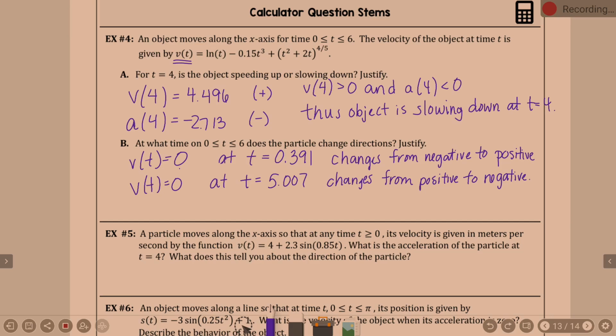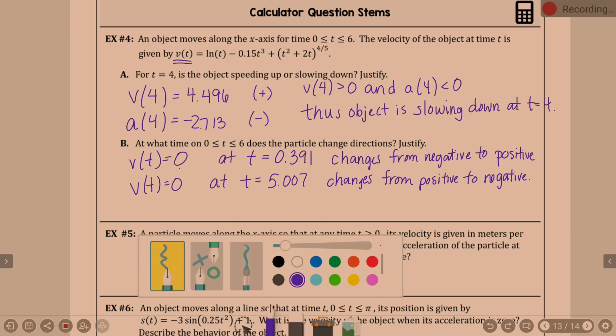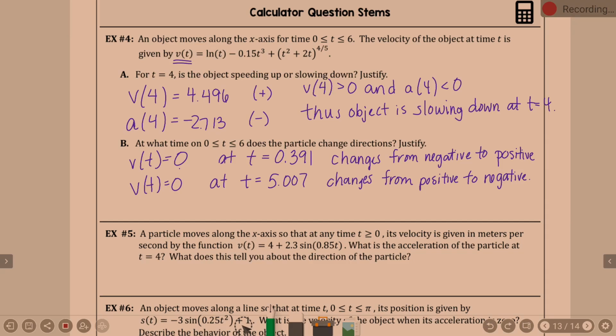Okay, number 5. A particle moves along the x-axis so that any time when t is greater than 0, its velocity is given in meters per second by this function. What is the acceleration of the particle at t equals 4? What does this tell you about the direction of the particle? Oh, this is easy. The derivative of the equation. Okay. Plug it in.